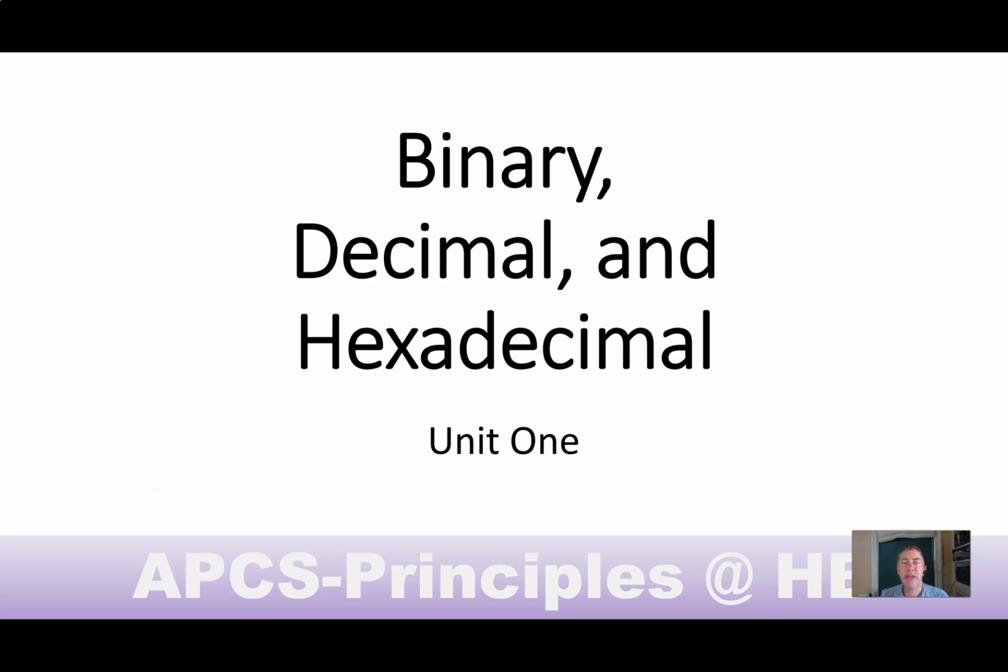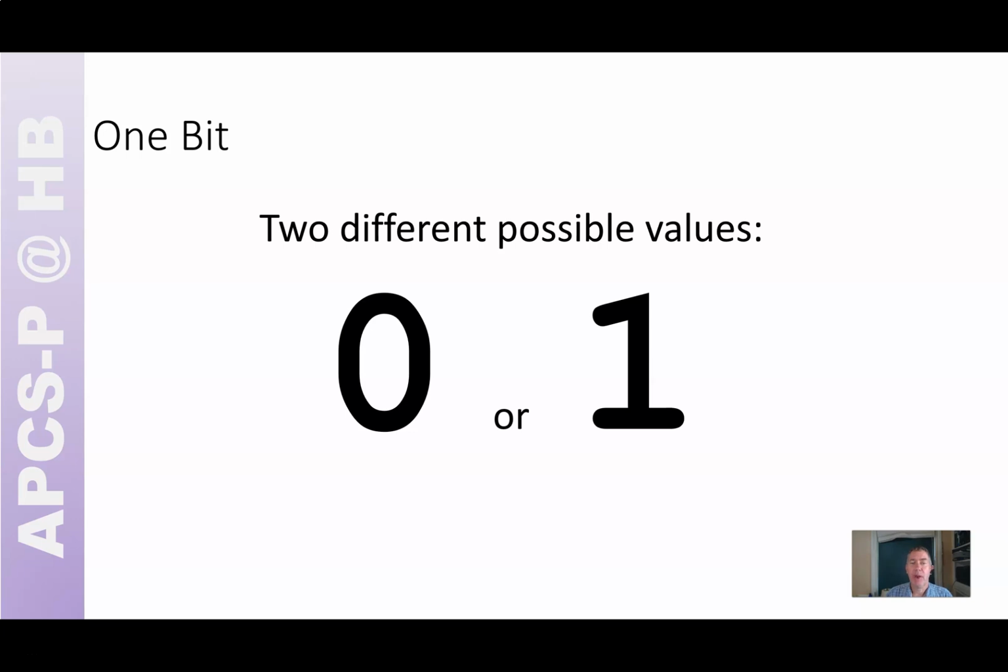Hello, and here is an introduction to binary, decimal, and hexadecimal. That's base 16 numbers that you can use in any computer science class, including the 2 AP classes. So we'll go over this in class, but if you want a review, here's a good review.